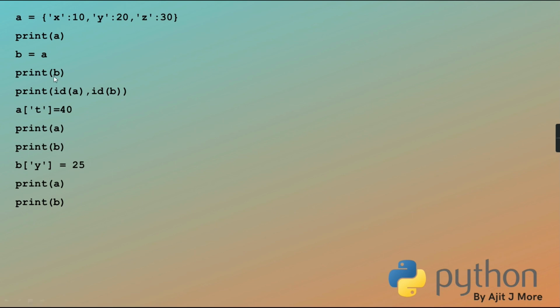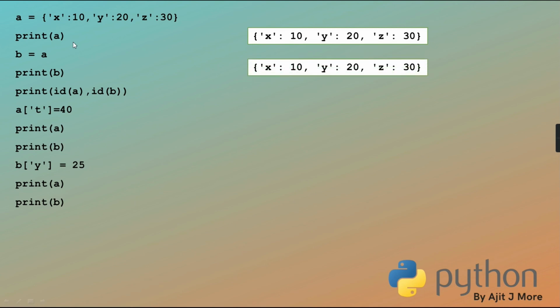Okay? See, this is your dictionary. You print and see, it will display it. When you assign A to B, okay, and after that you print B, it will also show the same thing. When you print the address, it is exactly the same. This proves when you assign one dictionary to another, only the reference is assigned.